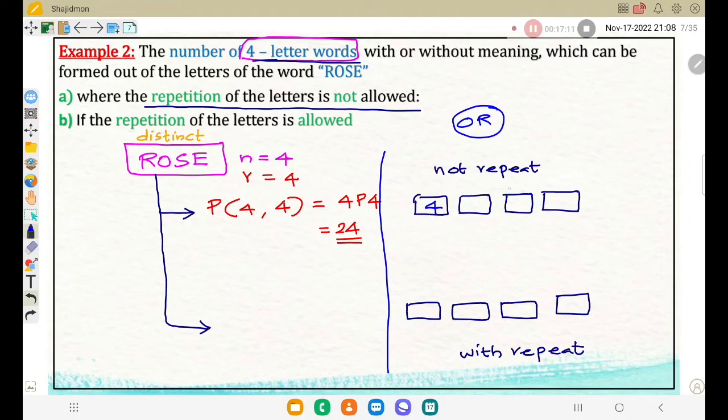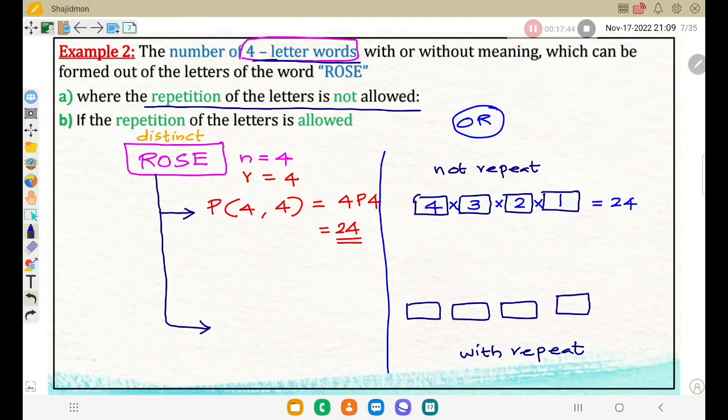Now repetition not allowed, not repeat, correct? So how many possibilities are in the second letter? 3 possibilities only, because the letter we wrote in the first box we cannot write in the second. So only 3 possibilities. Same for the third box, how many possibilities will come? Only 2. Fourth box, only 1. Correct? So by the multiplication rule, what is the total possibility? 4 multiply 3 multiply 2 multiply 1, correct? That is equal to 24. The same answer we are getting, equal to 24.